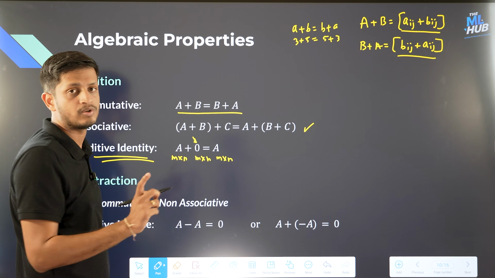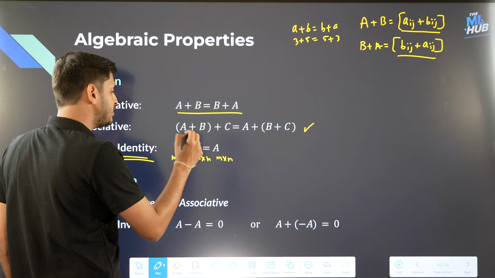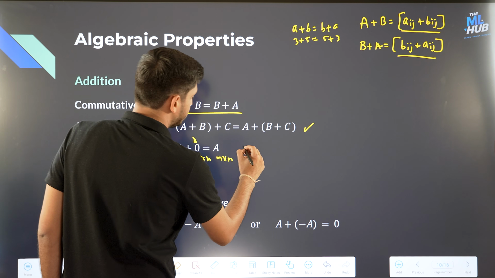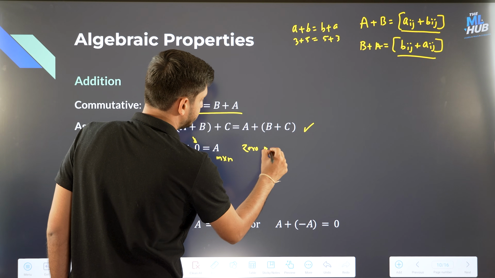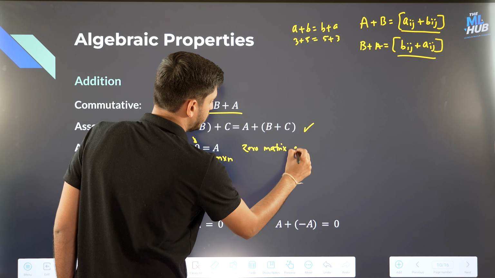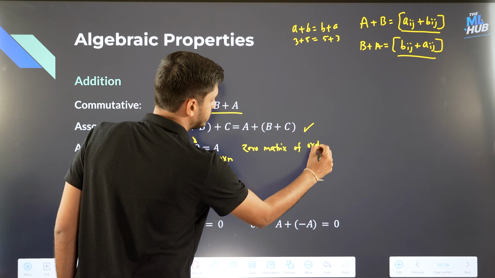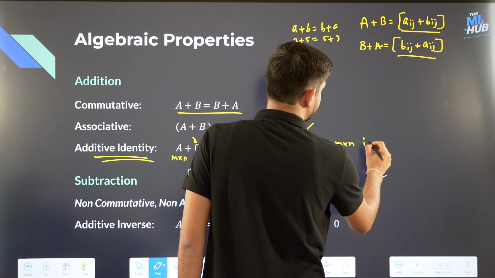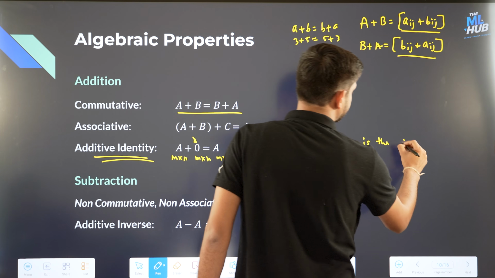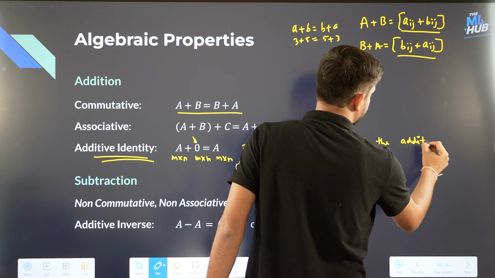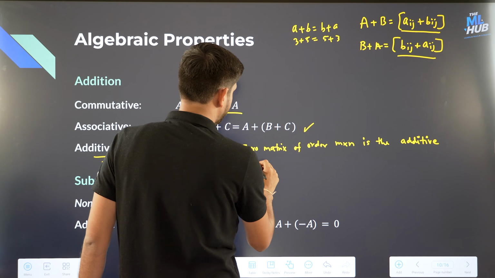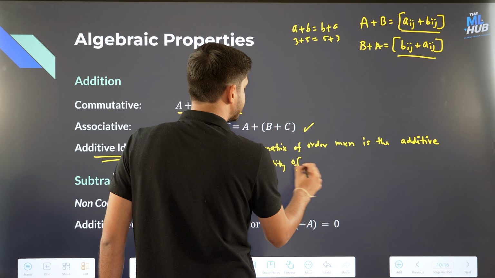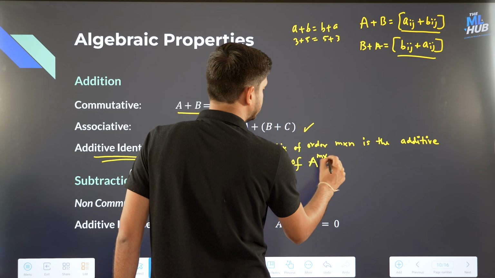This is not the number 0. It is the 0 matrix of size m cross n. Okay. So the 0 matrix of order m cross n is the additive identity of any matrix A of size m cross n.